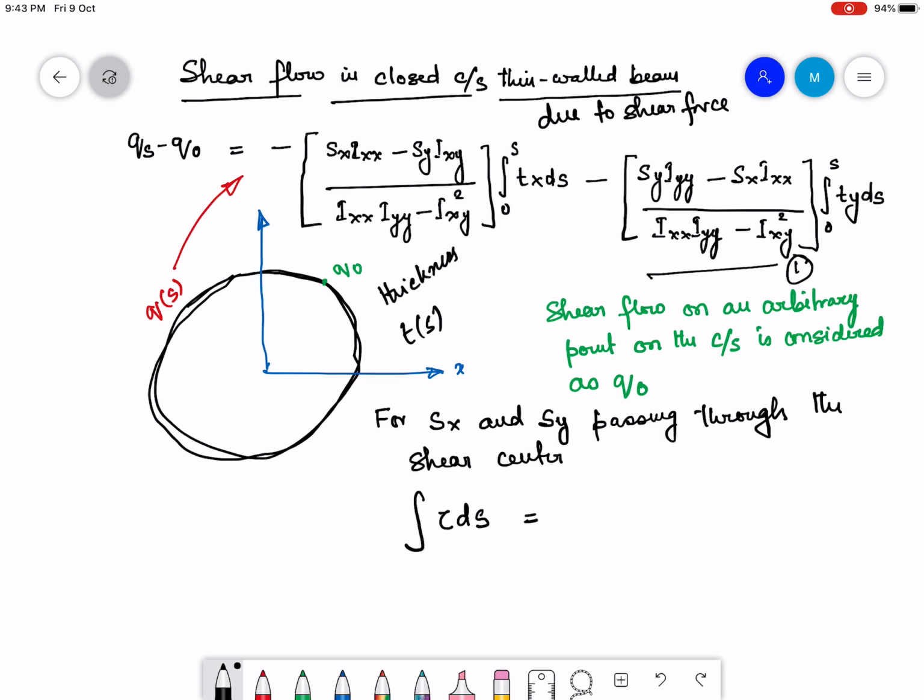Can you think of the answer to this question? Let us consider that the applied shear forces Sx and Sy are passing through the shear center of the cross section. If that is the case, what do you think the integral of tau ds is going to be? You have to remember Bredt-Batho's theorem. By Bredt-Batho's theorem, what is the integral of tau ds?